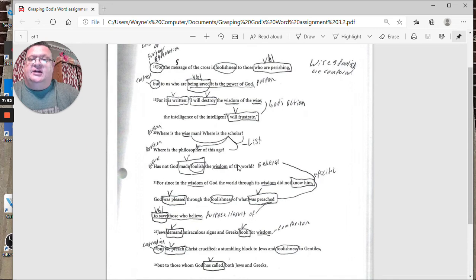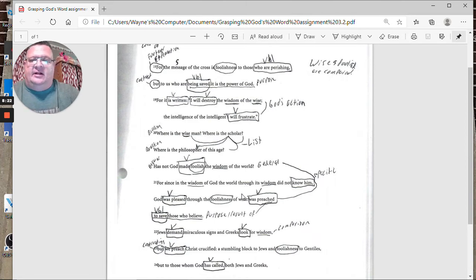And then there's a general to specific. The general statement is this: has not God made foolish the wisdom of the world? Well, what's the specific then? He goes on to define the wisdom of the world. For since in the wisdom of God, the world through its wisdom did not know him, God was pleased through the foolishness of what was preached to save those who believe. So you go from a general idea to more of a specific idea. That's the only one I've seen in here.